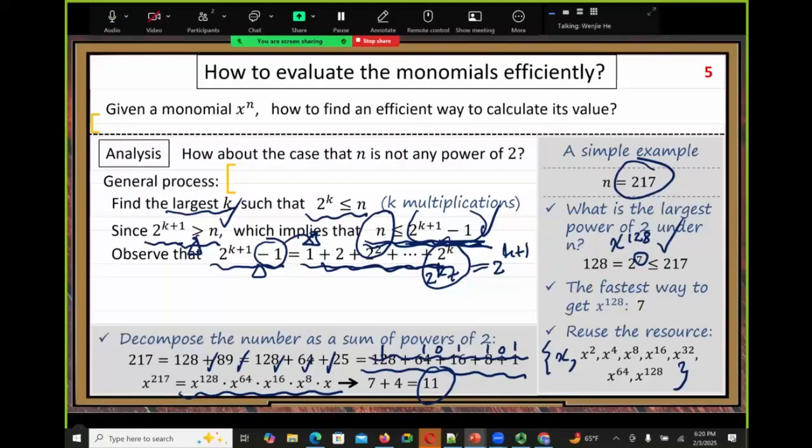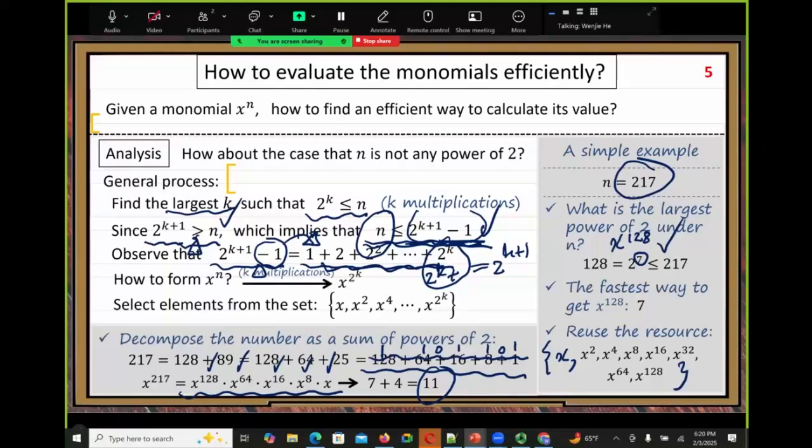All right. So you can always find a combination to make it work.